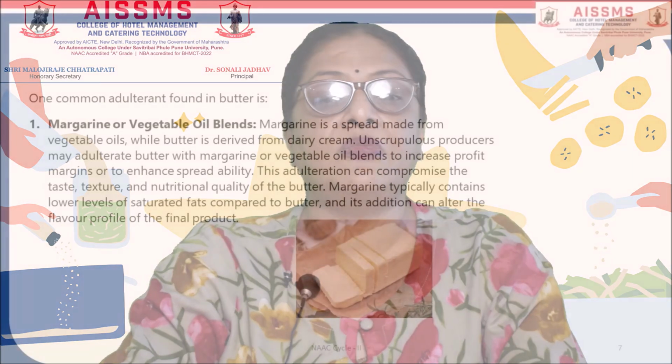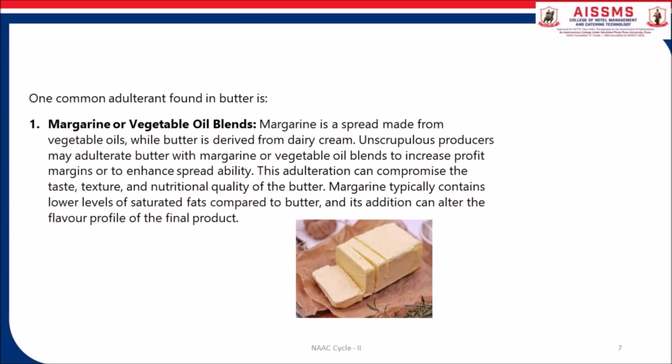The common adulterant found in butter is margarine or vegetable oil blends. Margarine is a spread made from vegetable oils, while butter is derived from dairy cream. Unscrupulous producers may adulterate butter with margarine or vegetable oil blends to increase profit margins or to enhance spreadability. This adulteration can compromise the taste, texture and nutritional quality of the butter.